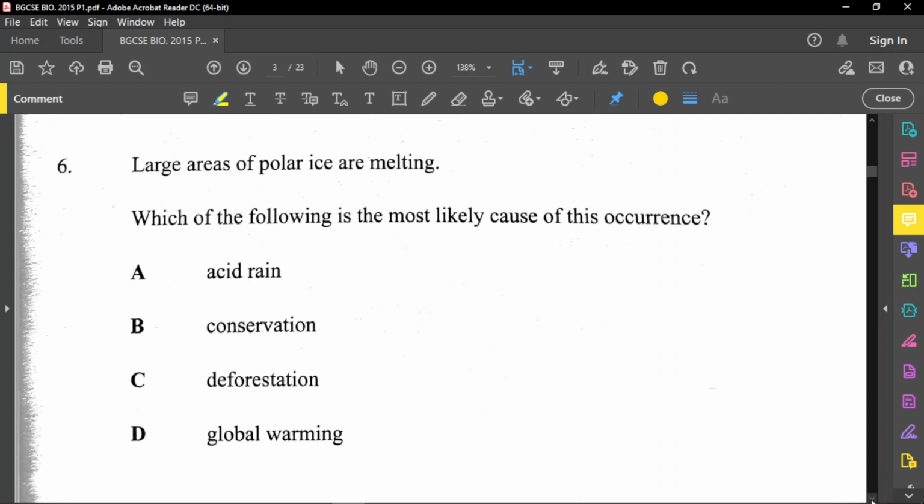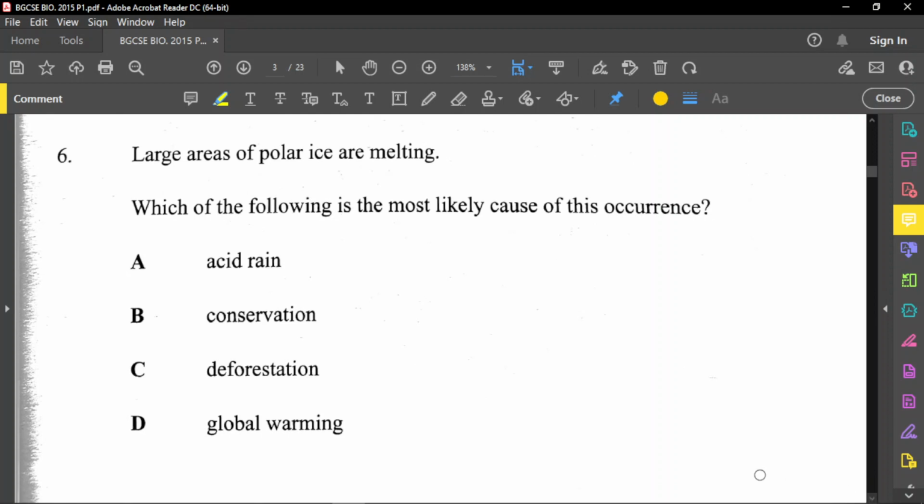Now, question number 6, it said that large areas of polar ice are melting. Which of the following is the most likely cause of this occurrence? And this is caused by global warming. So when the earth becomes very warm, it will cause ice caps to melt. As a matter of fact, deforestation could cause it as well, because deforestation will cause a buildup of carbon dioxide in the atmosphere, but directly it is global warming, because deforestation can lead to global warming. Just to mention that. So global warming is our answer.